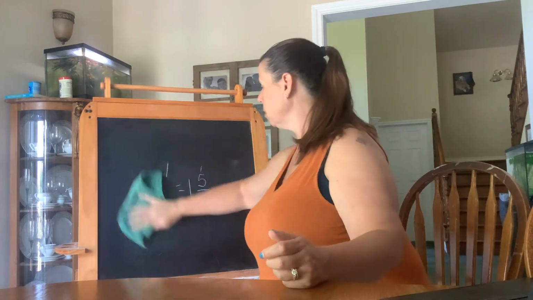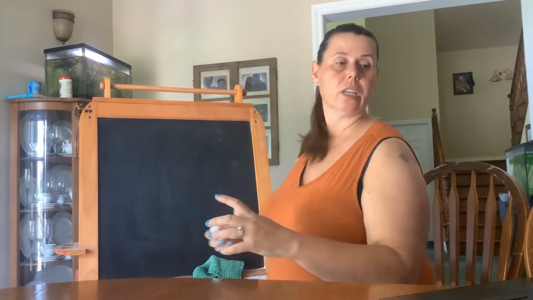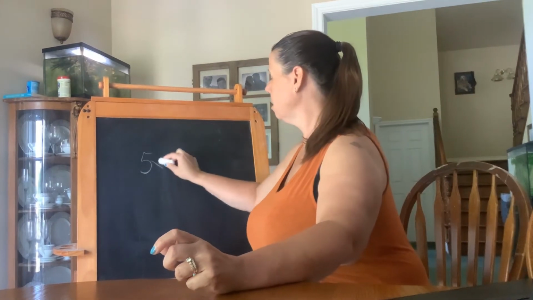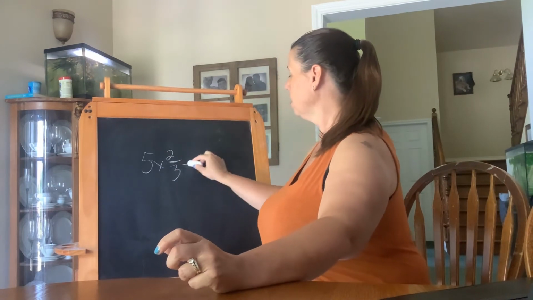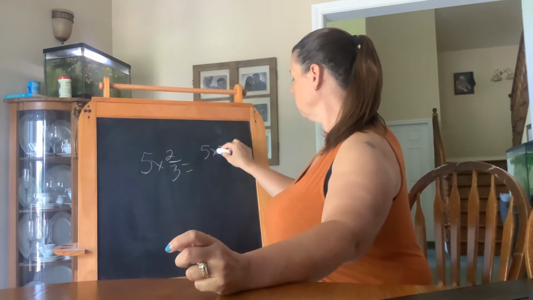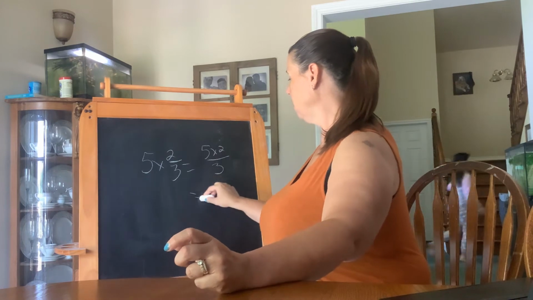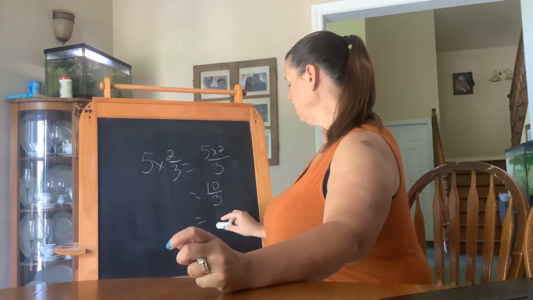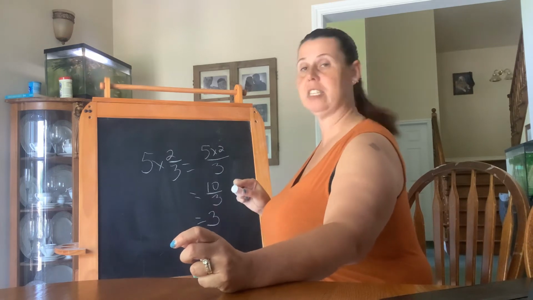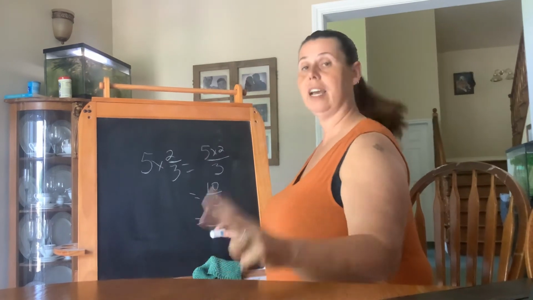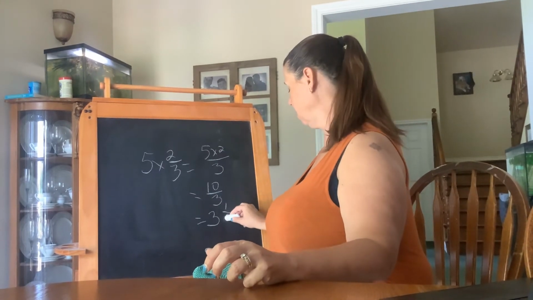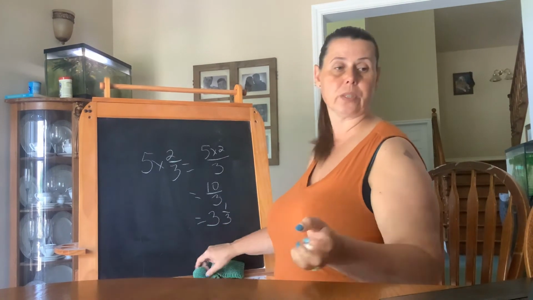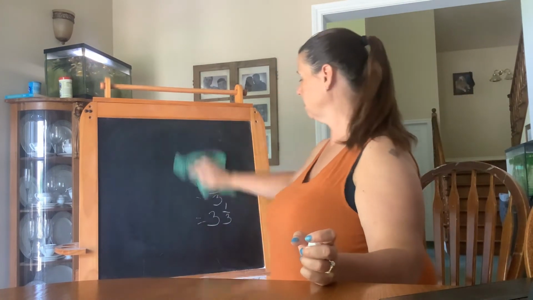Okay? Let me do the next one with you. 5 times 2 thirds means 5 times 2 over 3. 5 times 2 is 10 over 3. How many times does 3 go into 10? 3 times, which is 9. 3, 6, 9. That leaves us 1 left over. 3 and 1/3. Okay? You go do the last one.